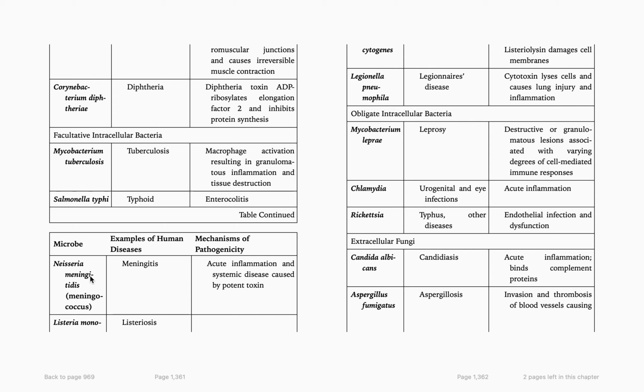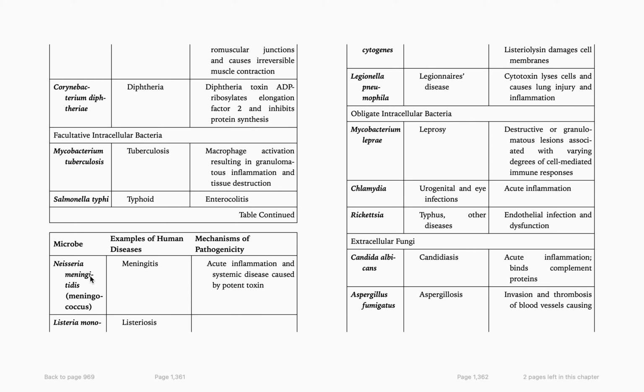We have obligate intracellular bacteria. These are Mycobacterium leprae, which causes leprosy. It works by destructive or granulomatous lesions associated with a varying degree of cell-mediated immune response. We have chlamydia, which causes urogenital and eye infection. It is due to acute inflammation. Rickettsia causes typhus and other diseases. It is mostly endothelial infection and dysfunction.